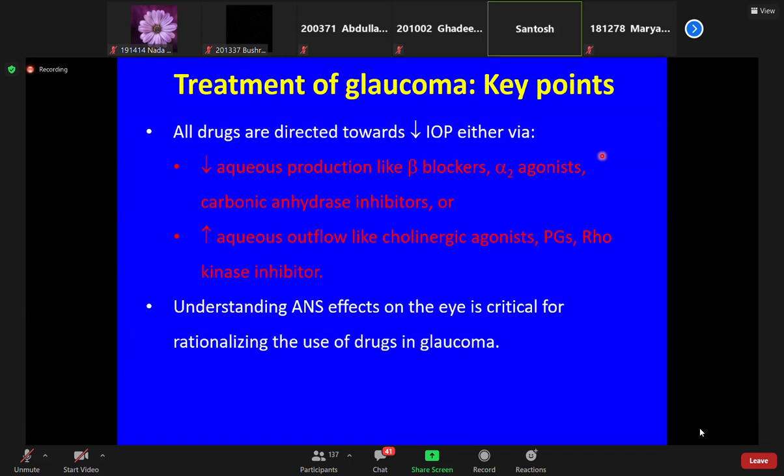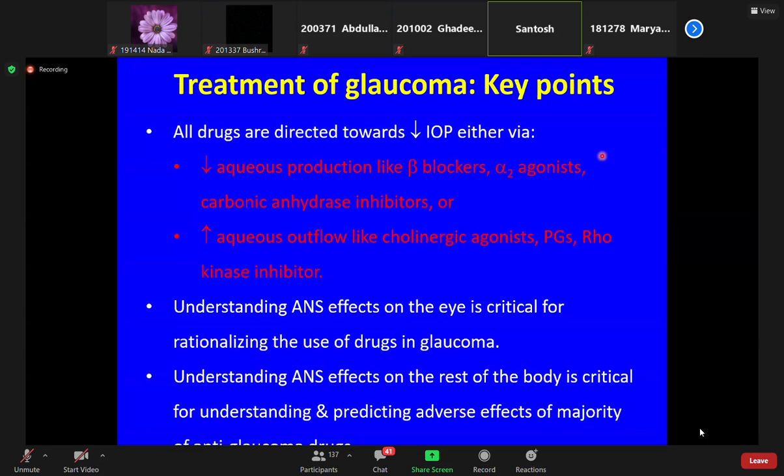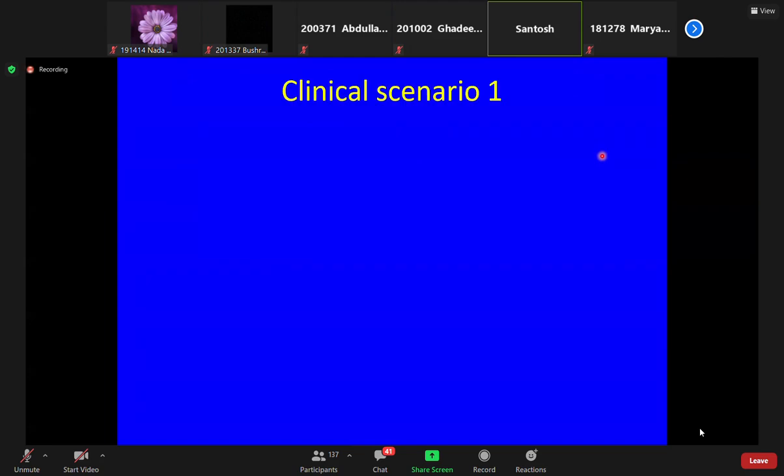So again, you need to understand the ANS for their effects in glaucoma as well as to understand the side effects. I think we are out of time, but I have two cases if you're interested.